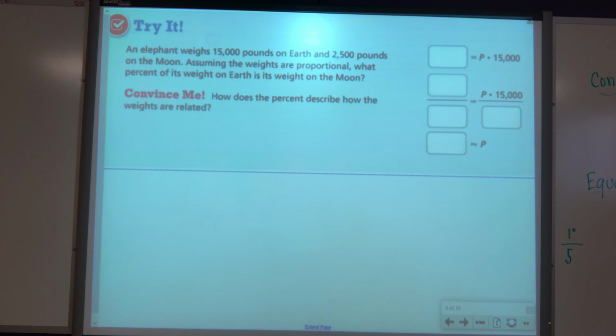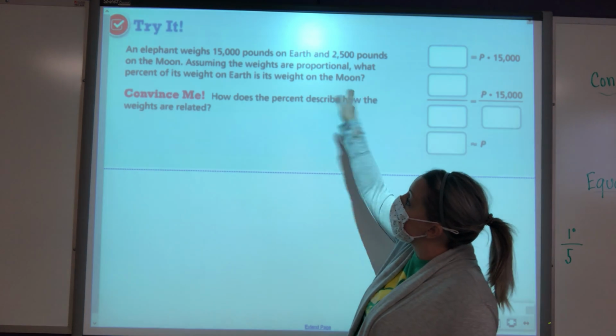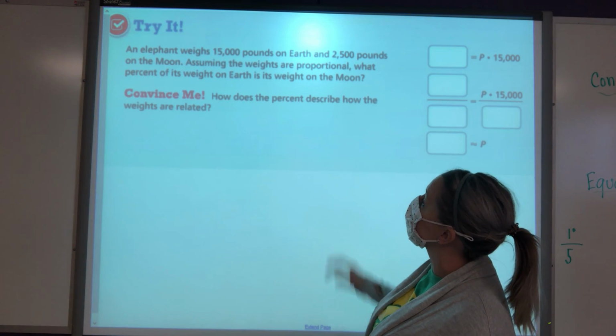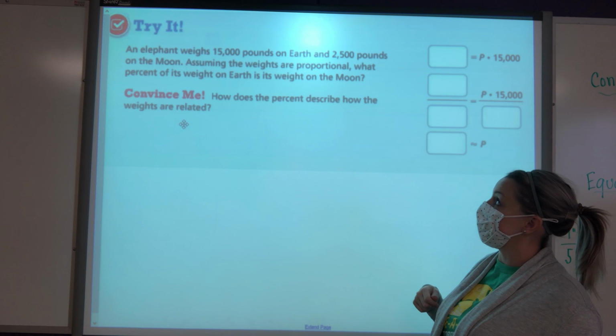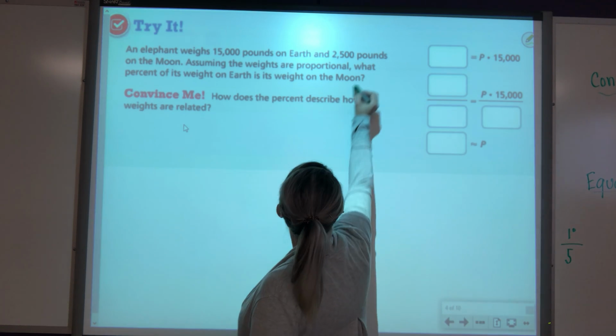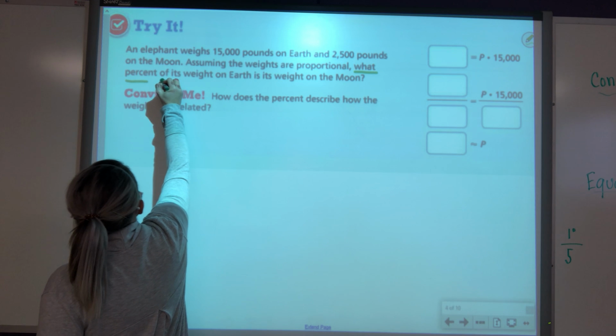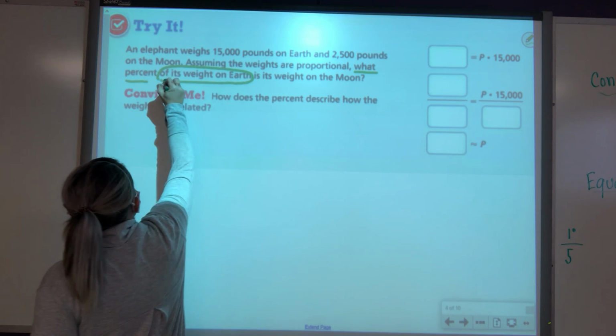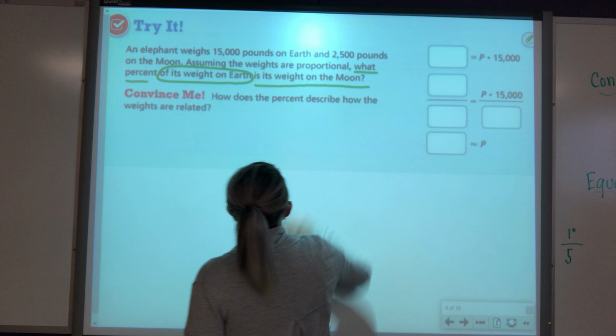Okay, assuming the weights are proportional, so that means it doesn't matter how much you weigh on the Earth, we're gonna weigh the same proportional on the moon. So that's a proportional relationship. It's gonna be consistent, correct? It's gonna have the same K value. So assuming the weights are proportional, what percent of its weight on Earth is its weight on the moon? Okay, so here's our problem. What percent of its weight on Earth is its weight on the moon?